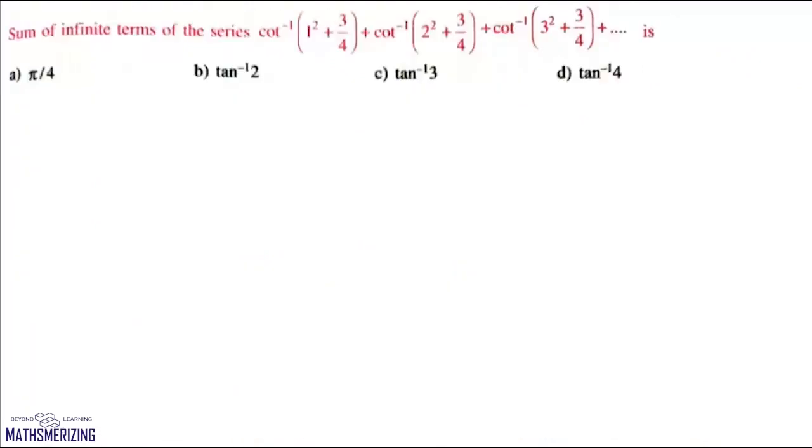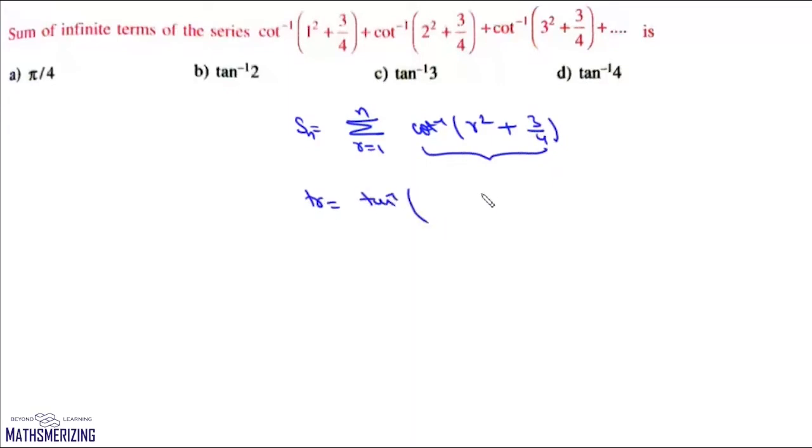Now here the question is, we need to find the sum of infinite terms of the series cot inverse (1 square plus 3 by 4) plus cot inverse (2 square plus 3 by 4), cot inverse (3 square plus 3 by 4). So we'll write this series in terms of summation, and we'll write the partial sum. So we'll write summation r varies from 1 to n, cot inverse (r square plus 3 by 4), and that's your general term. So we'll write this general term as tan inverse 1 upon (r square plus 3 by 4).